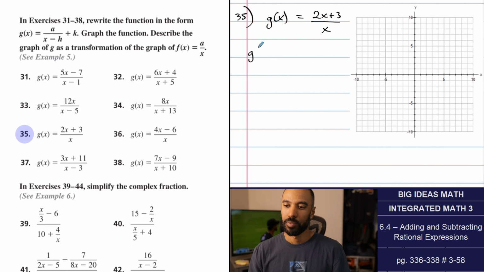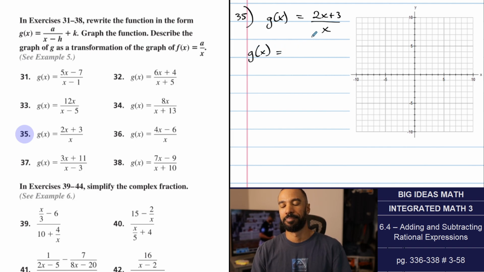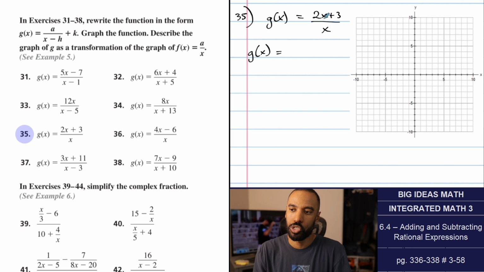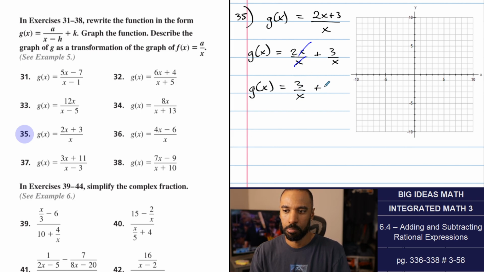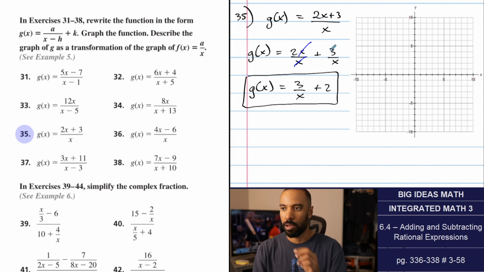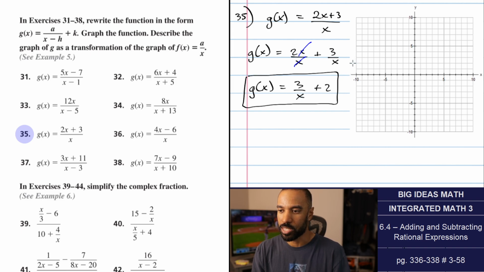Here's the thing with this one. 2 is already a common multiple with x. So I can already split this one up into 2x over x plus 3 over x, because here the x's will already cancel. So there's nothing else I have to do with that one. So this problem's fine. This is 3 over x plus 2. I'm very happy to graph this one. I have no problems with this. The vertical asymptote is at x equals 0. The horizontal is at y equals 2.